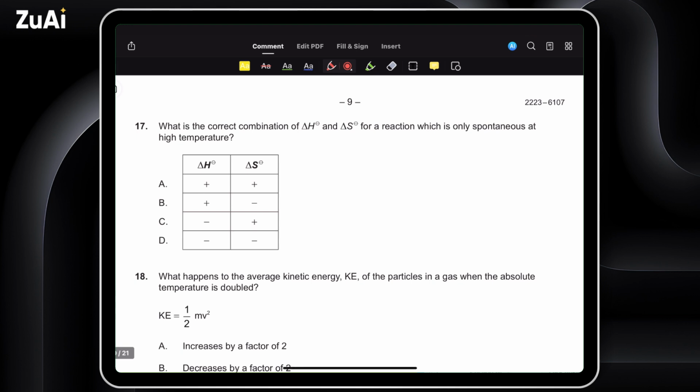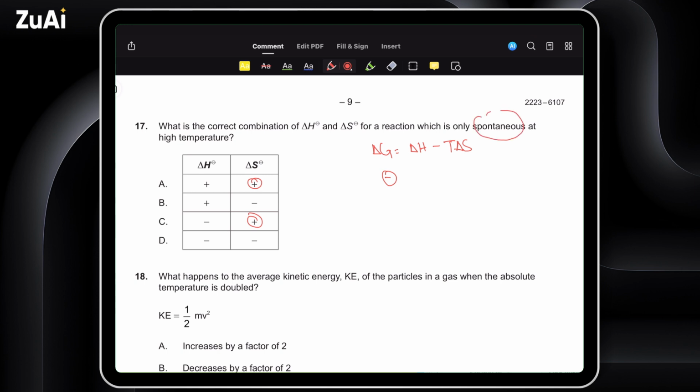What's the correct combination of delta H, delta S for the reaction? If the reaction is spontaneous, that means delta S should be positive, and at high temperature, for the exothermic reaction, you look at this: delta G is equal to delta H minus T delta S. If you have delta G negative value, that means reaction is spontaneous.